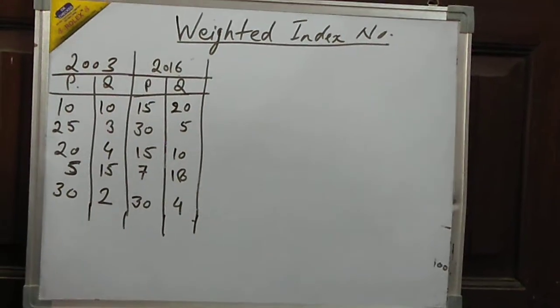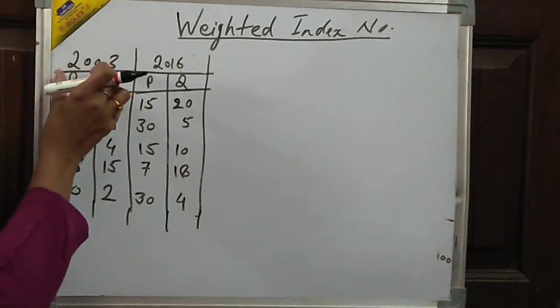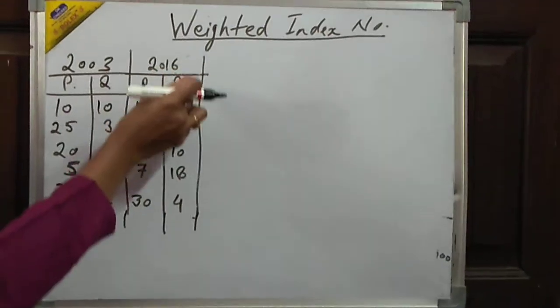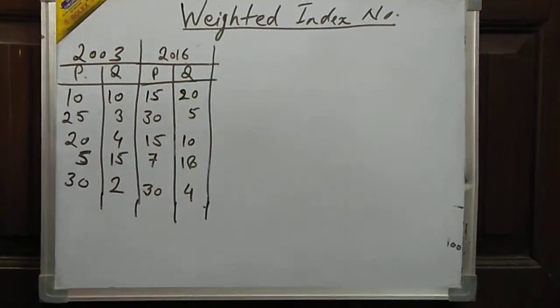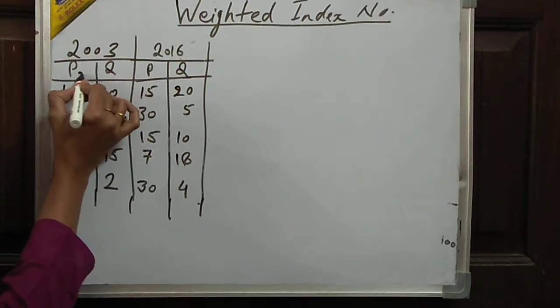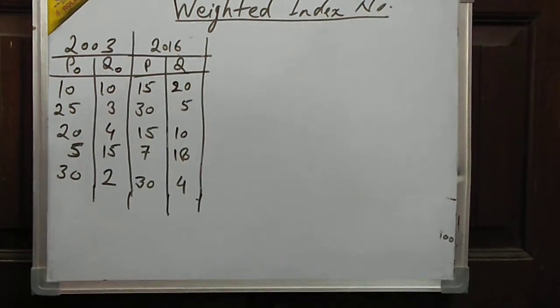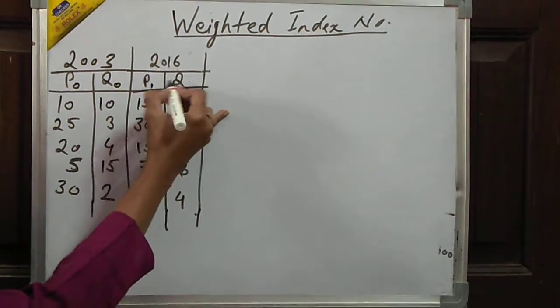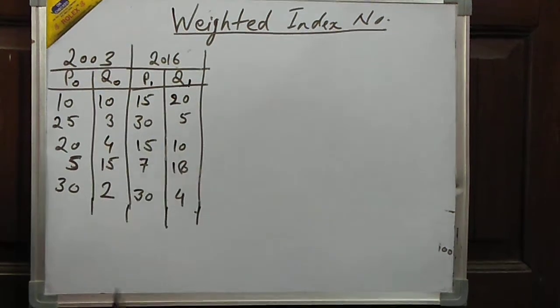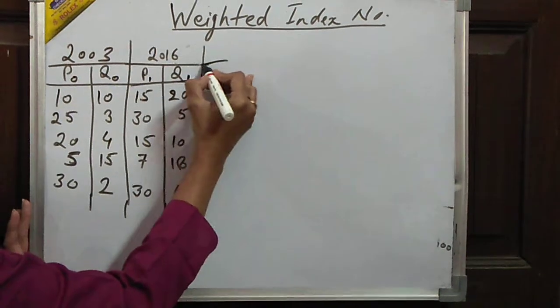Suppose this sum is given to you, the price and quantity of 2003 and the price and quantity of 2016. So 2003 will be the base year, so the prices and quantities P naught and Q naught are of 2003, and 2016 will be the current year, so it will be P1 and Q1. Now we have to start the calculations.